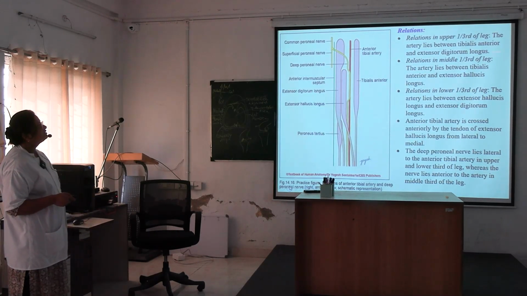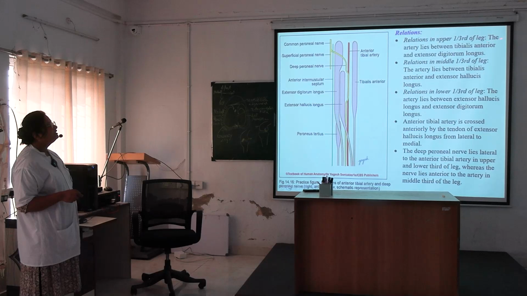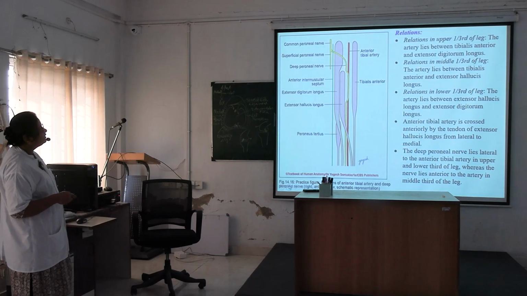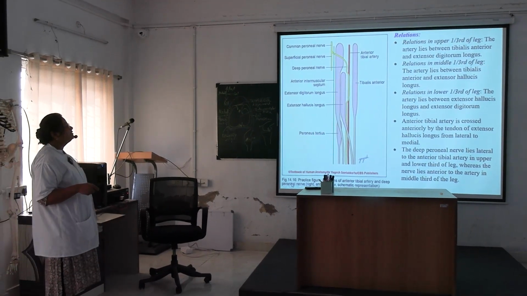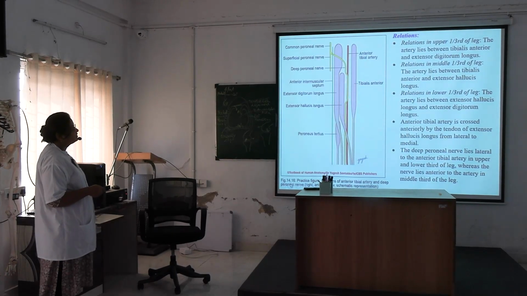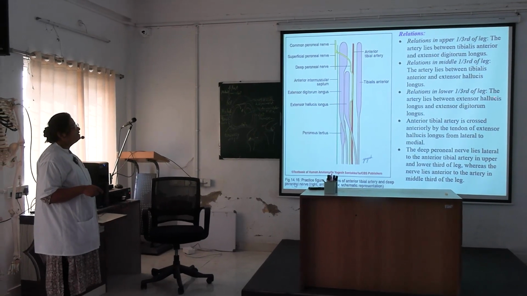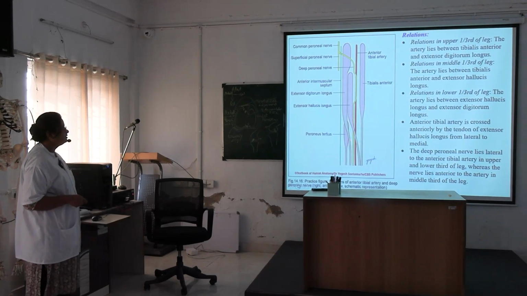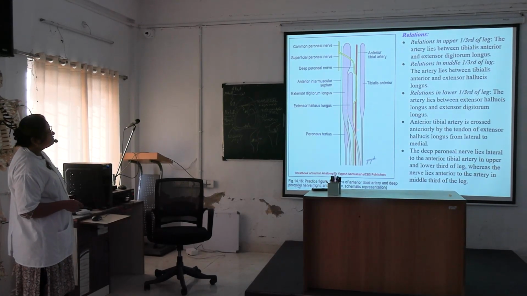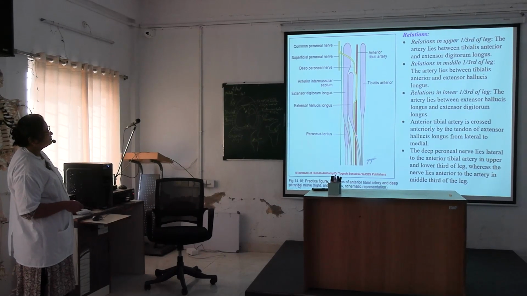Now the relations. In the upper one third of the leg, the artery lies between tibialis anterior and extensor digitorum longus. In the middle one third of the leg, the artery lies between tibialis anterior and extensor hallucis longus. In the lower one third of the leg, the artery lies between extensor hallucis longus and extensor digitorum longus.